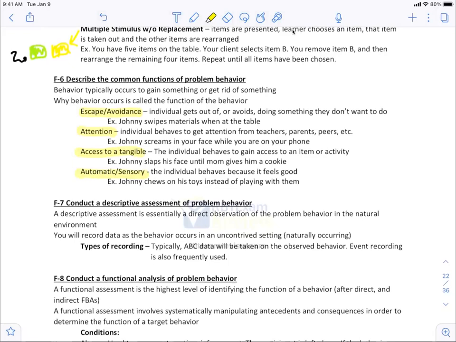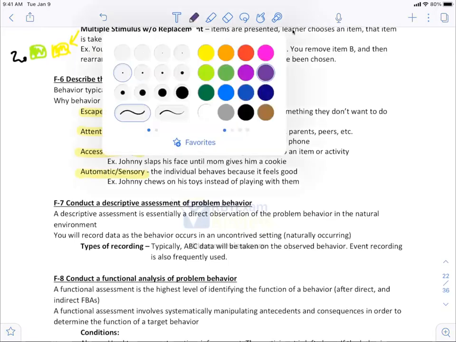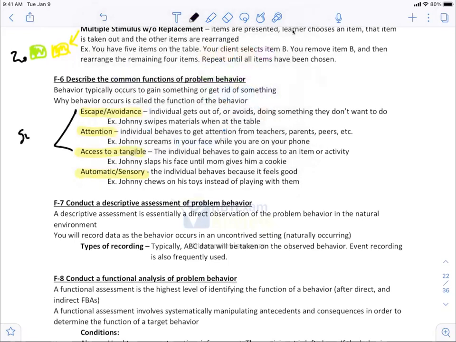They might ask you about functional analyses and to hypothesize the function of the outcome. You should know how to do that, right? Negative reinforcement, escape avoidance is a type of negative reinforcement. Automatic sensory, okay, is not socially mediated. So remember, these 3, okay, are socially mediated, meaning there's another party involved. Automatic sensory, it's only the individual. That's kind of the long and short of functions. Okay, hopefully you know functions as an aspiring BCBA.